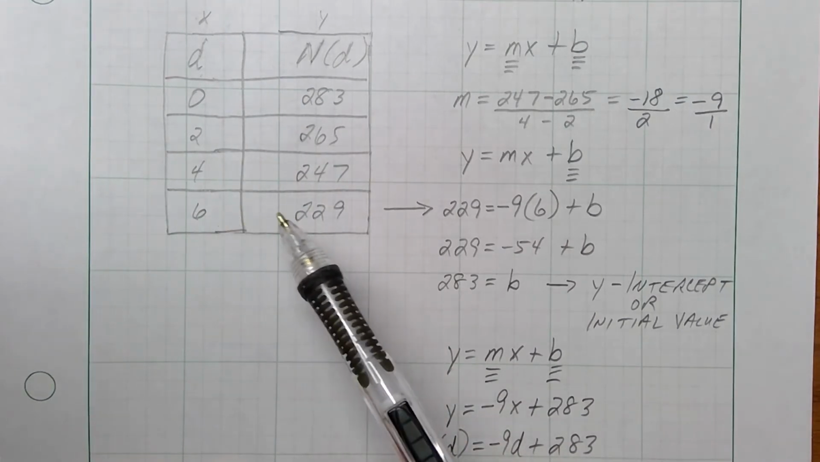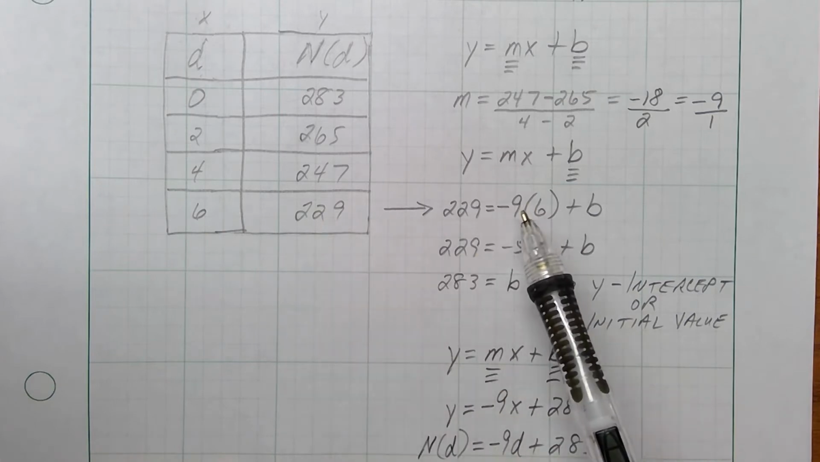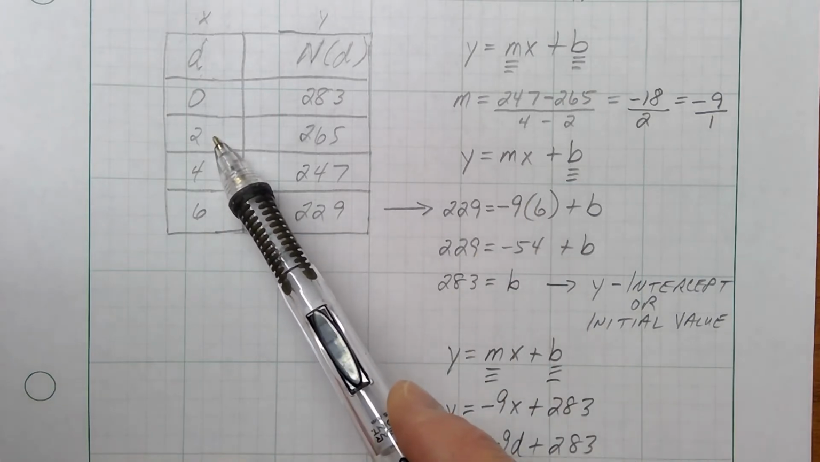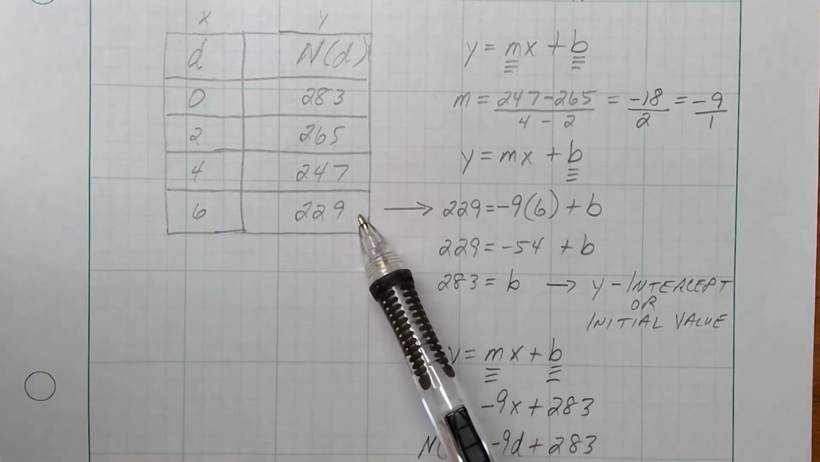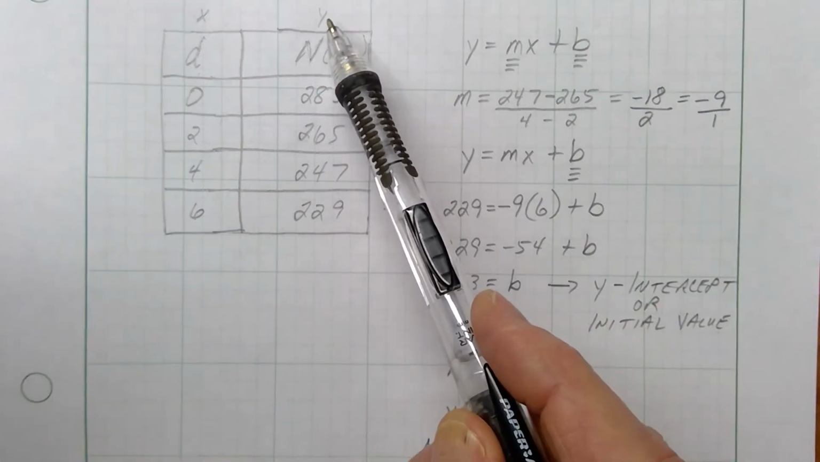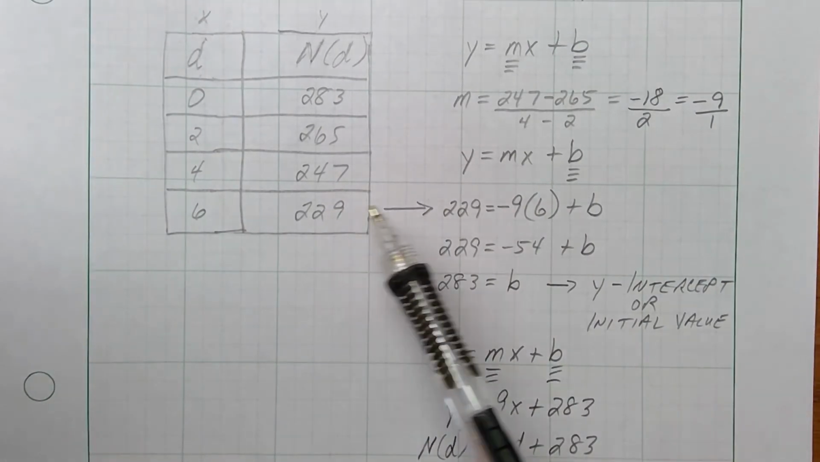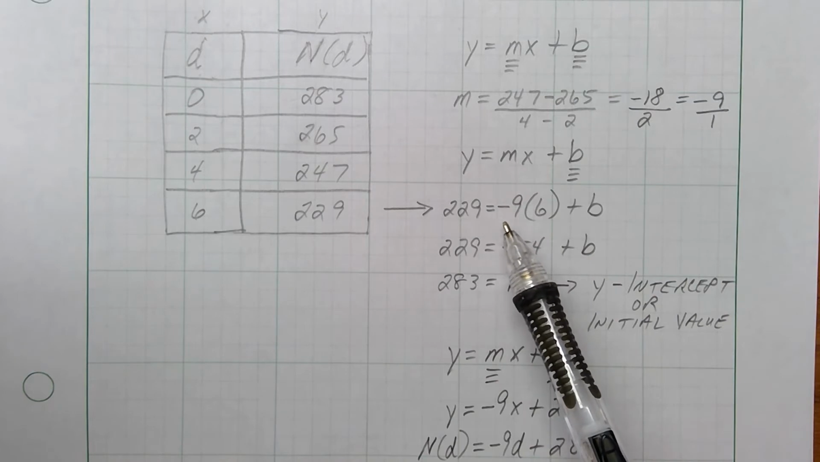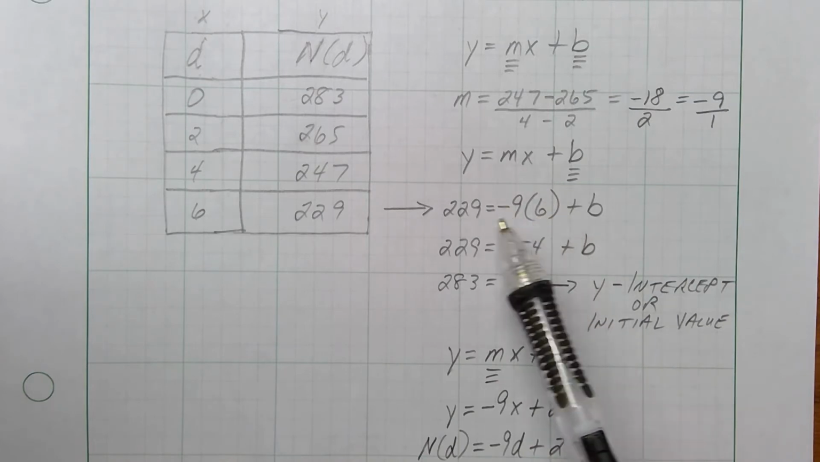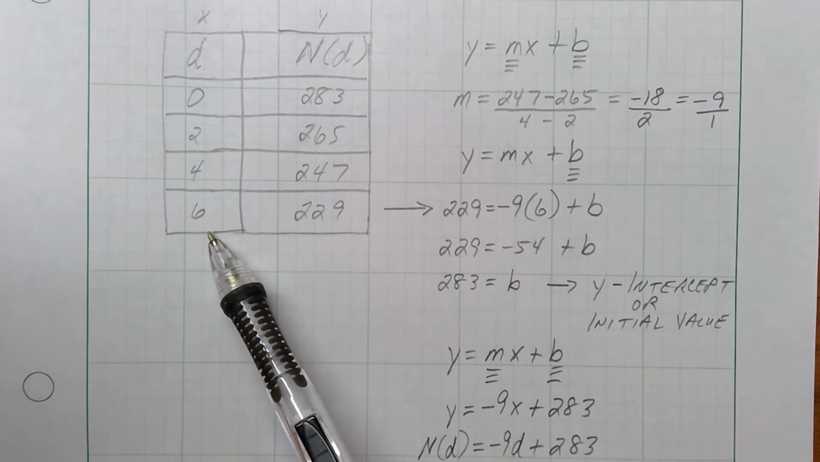They all work in our equation. You could put 6 in for x and 229 for y, like I did. Or you could put 2 in for x and 265 for y. It's whichever one looks easier to you. I just went ahead and grabbed this one right here, and I said, okay, for y, I'm going to use 229. So for y, I use 229. And m, we just figured out, was negative 9. It's going down 9 students a year. And for x, I'm going to use 229's partner, which is 6.